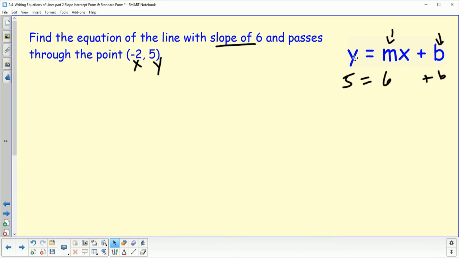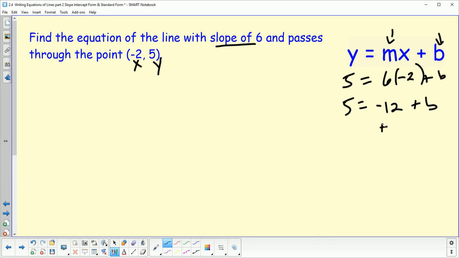I'm going to plug 5 in for y, and for x, I'm going to substitute -2. And now you see we only have one variable here, so we just need to solve. Start by 6 times -2 gives us -12 plus b, and then we have a -12, so I'm going to add 12 to both sides. And that's going to end up that b is equal to 17.